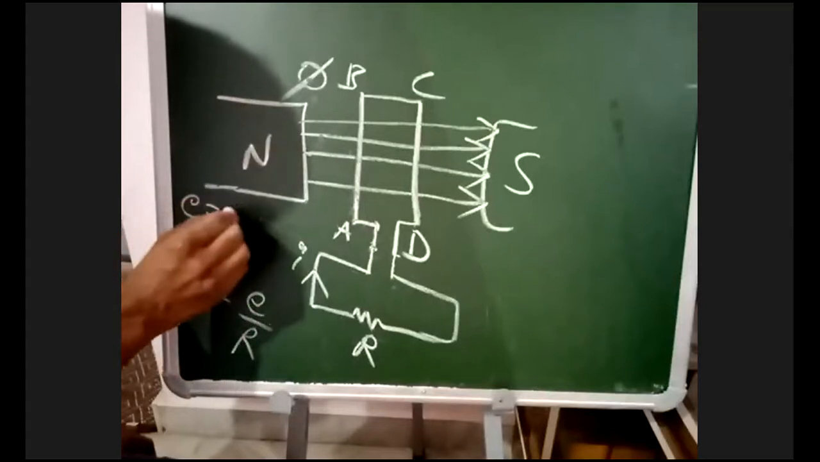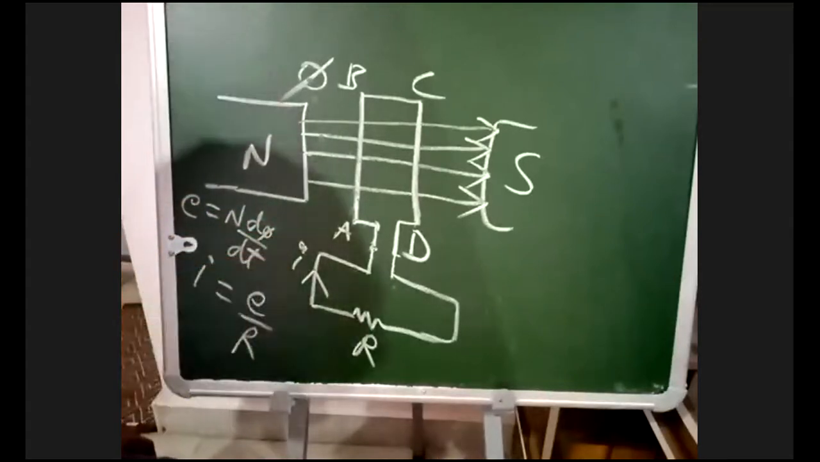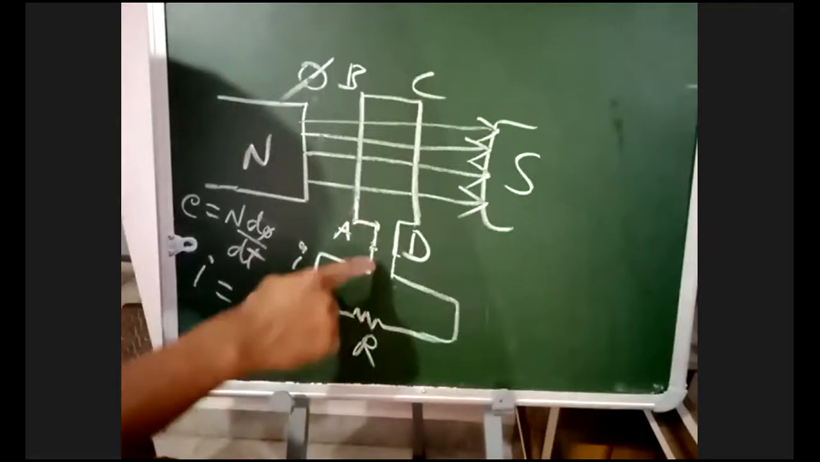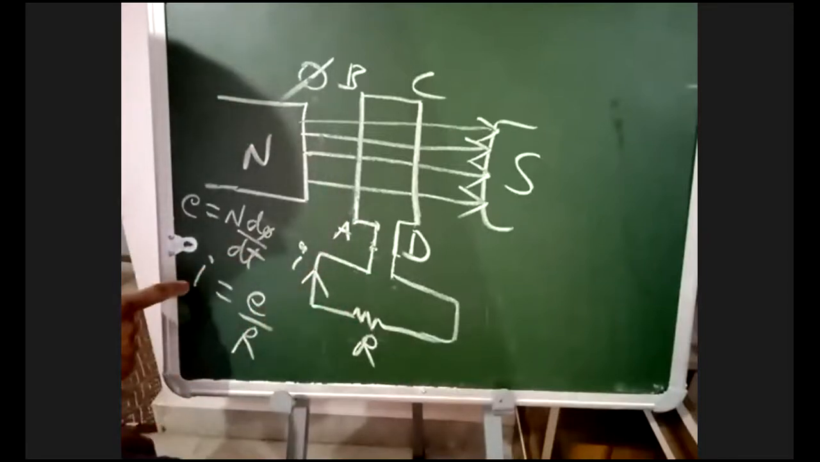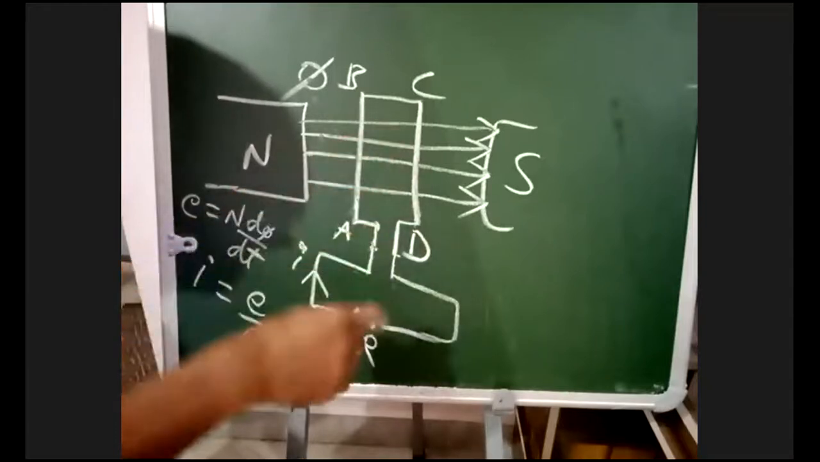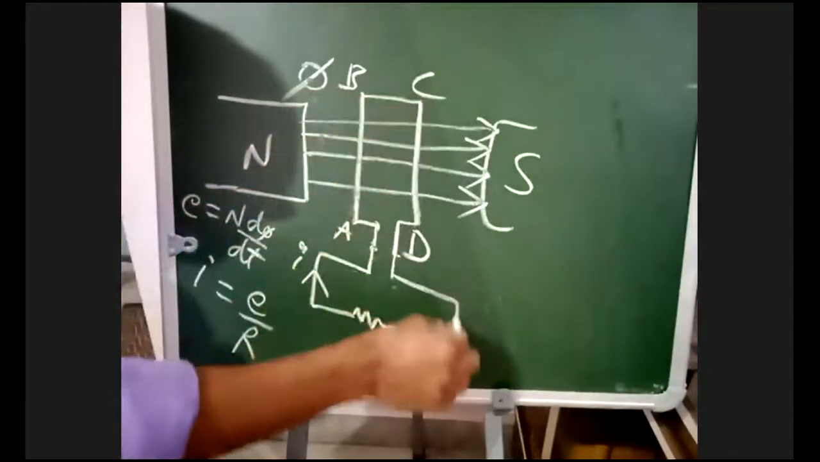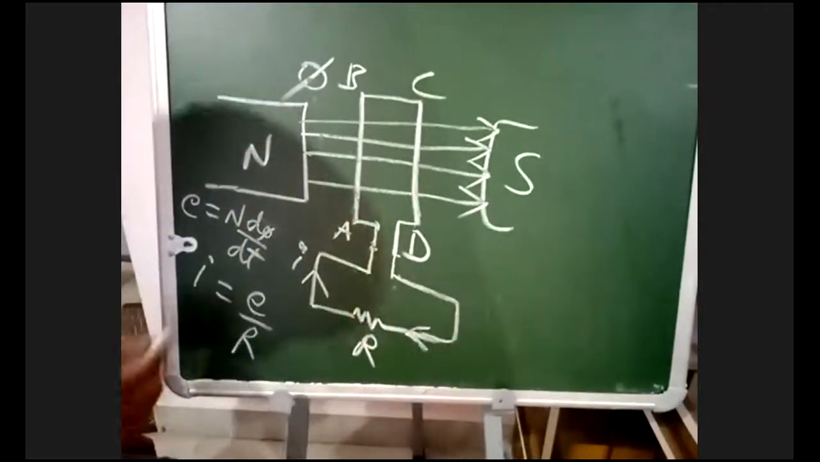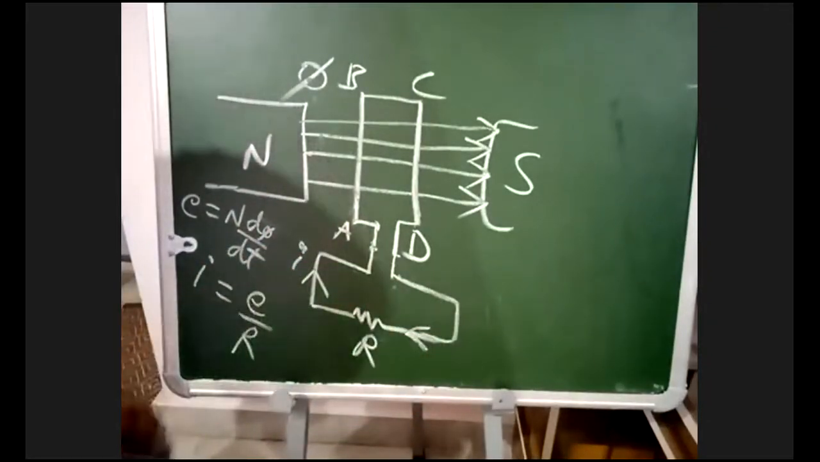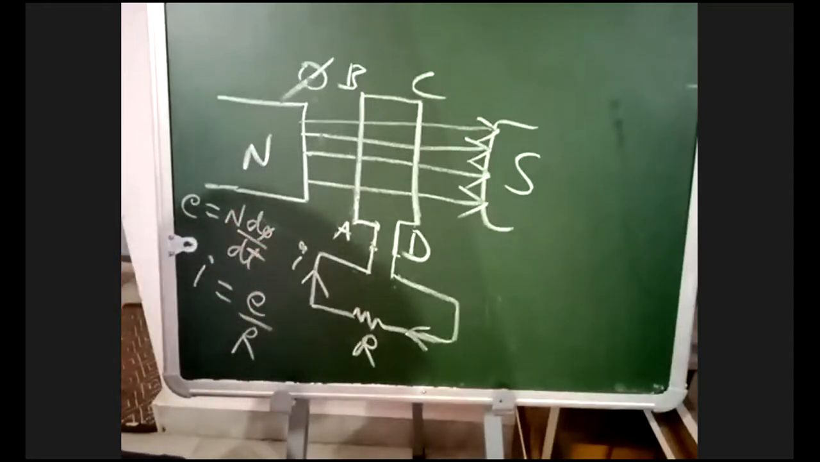First, EMF is induced: E is equal to N into dφ by dt. Later, we provide a closed path for this EMF with the help of an external load resistance R. Then current will pass through A, B, C, D, and again R. The closed path is there, then current I is equal to V by R. That's all. This is Faraday's first law, which is used in the DC generator. But DC generator is not in our syllabus.